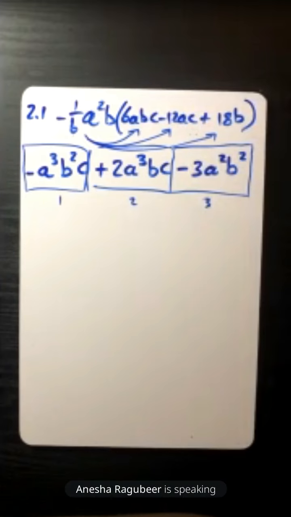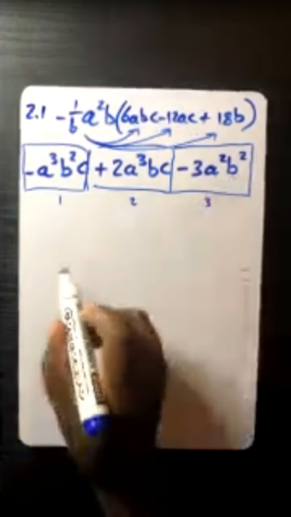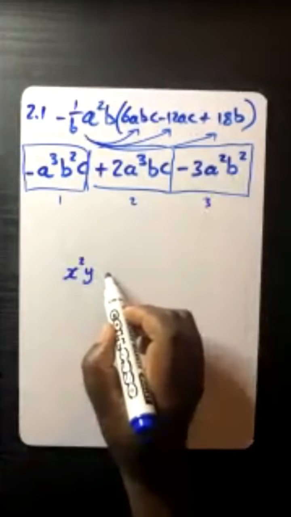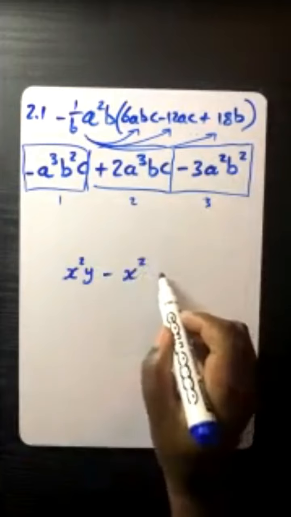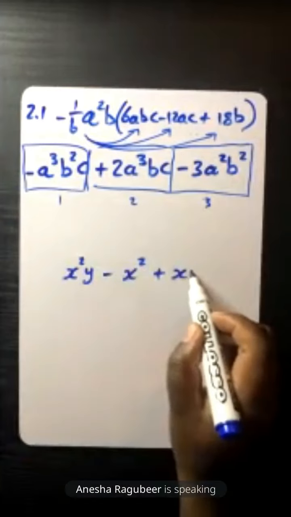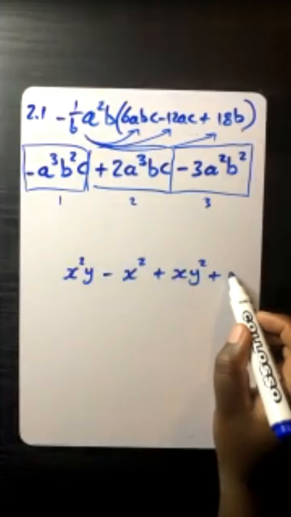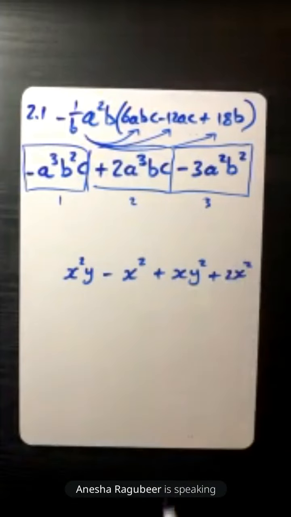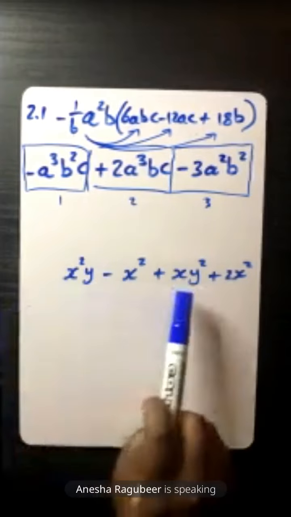Okay, let me explain this again. I'm glad I asked you this question. So Shreyas, let me do this. Let's say we've got a minus x squared y plus x y squared plus 2x squared. Shreyas, tell me, how many terms have we got there? 4. 1, 2, 3, 4, 100%.